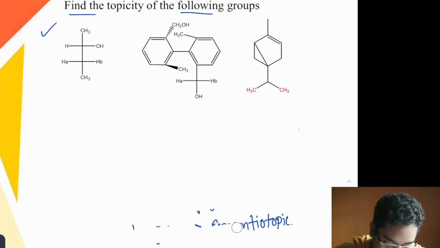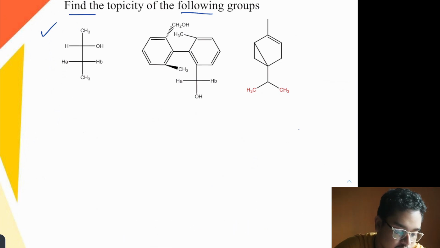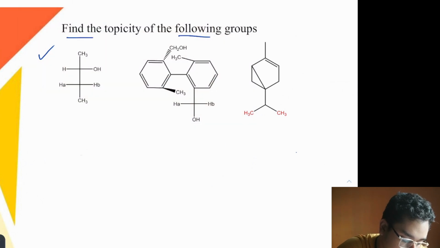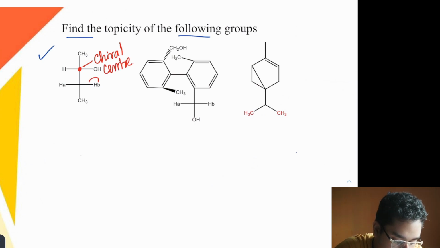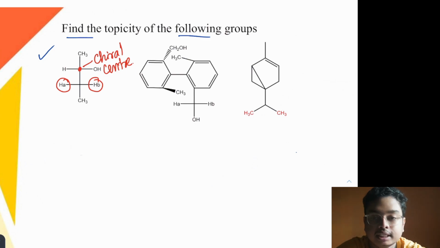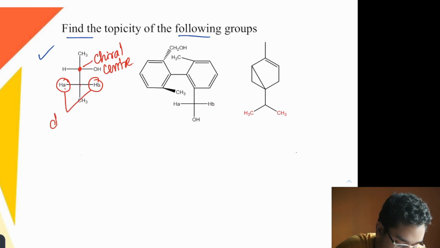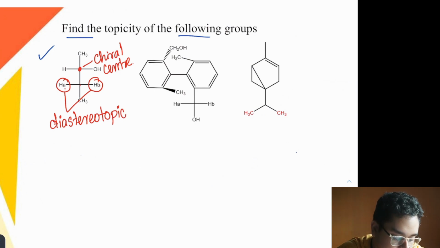Now we deal with these particular questions. See the first question here. This will be a chiral center, and here we have to determine these two particular groups. Since a chiral center is already present, the adjacent carbon groups are diastereotopic in nature. And if we go with the symmetry criteria, between these two, HA and HB, there is no symmetry present. That means it is also diastereotopic.